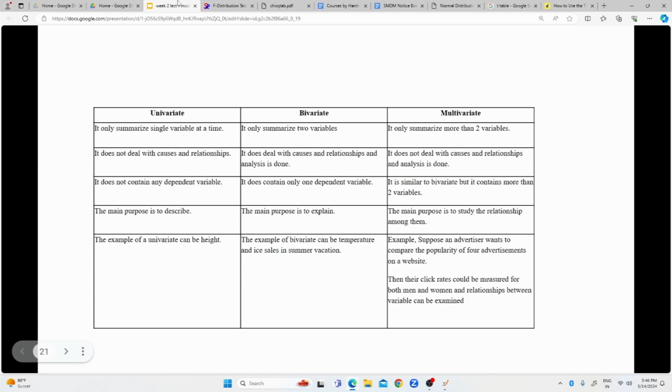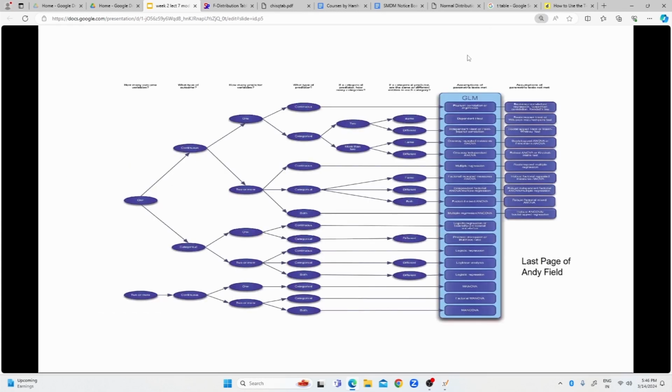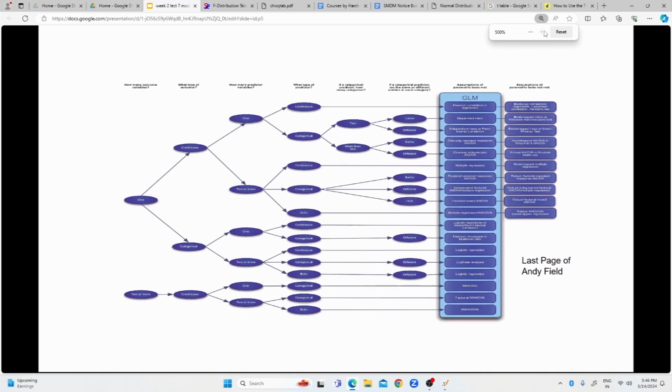Now I will just show you the back page of a famous book by Andy Field, which talks about most of these things. You have to understand, we have not done all the tests, but we need to understand the criteria of the tests, and I will summarize this again. This is the most elaborated version. Just a second, I will zoom it.